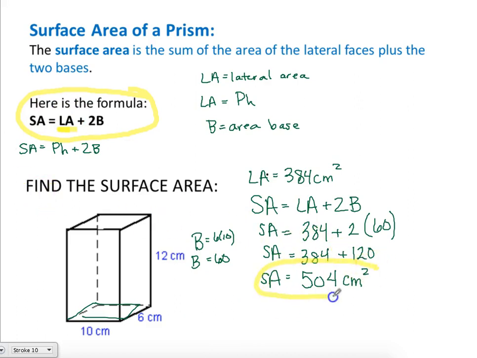And that's it. So not too bad, but understanding what the formulas represent is super important. We can Google any formula, and you guys do have that option. You've got the internet at the tips of your fingers. But what's important, once you get this formula right here, do you know what LA is and do you know what B is? You've got to know what those stand for and how to find the lateral area and the area of the base in order to find the surface area. I'm going to go on to the next slide, so if you need more time, go ahead and click pause.